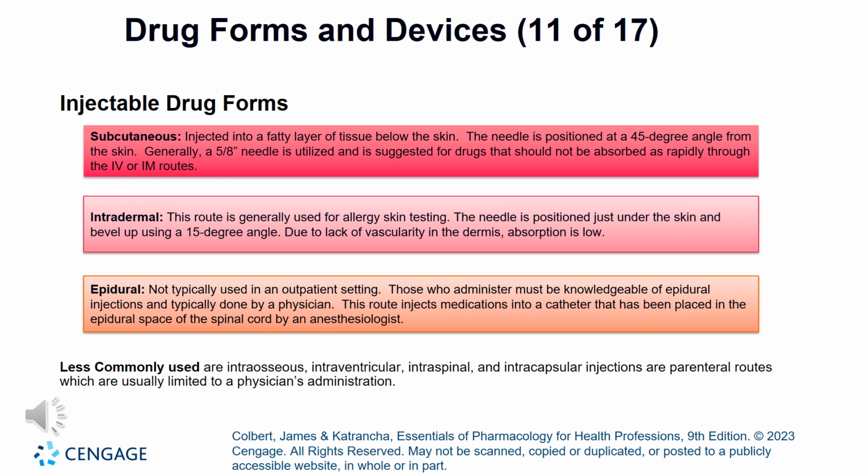Epidural is not typically used in outpatient settings. Those who do administer it have to be very knowledgeable about these injections, and typically they are done by the physician. This route injects medications into a catheter that's been placed in the epidural space of the spinal cord by an anesthesiologist. There are also less commonly used injectable forms: intraosseous, intraventricular, intraspinal, and intracapsular injections. These are parenteral routes, and usually they're limited to a doctor's administration.